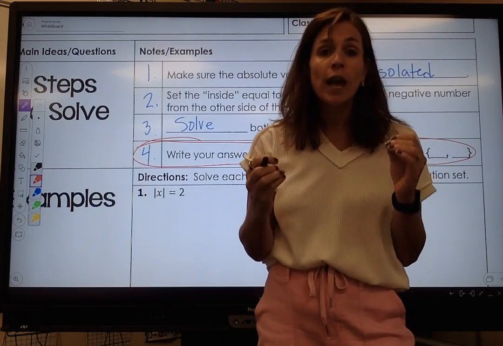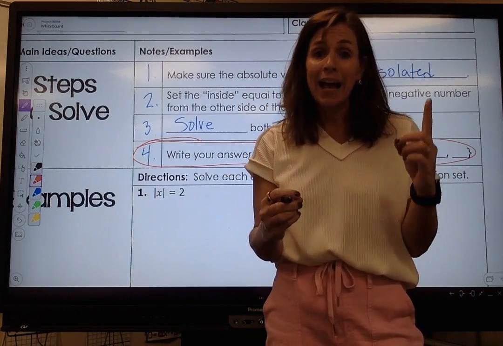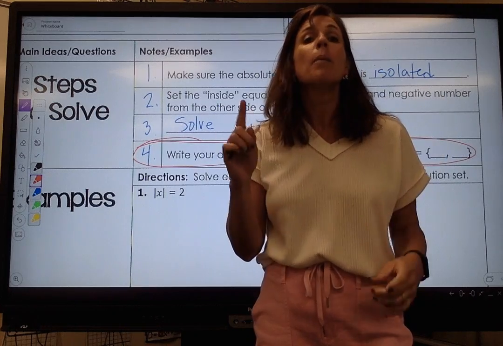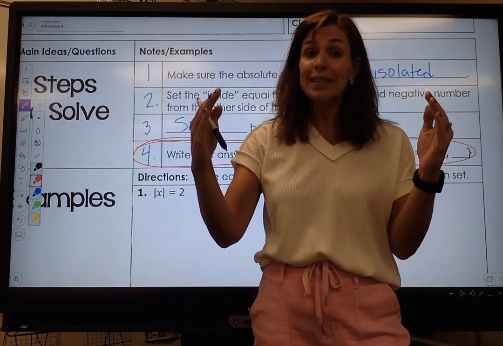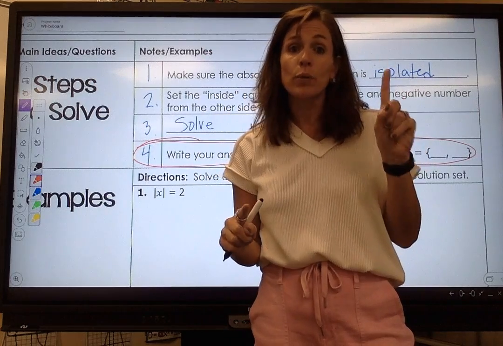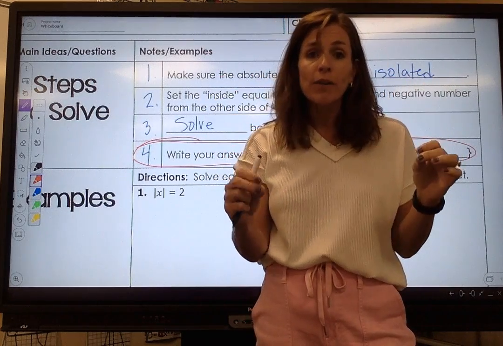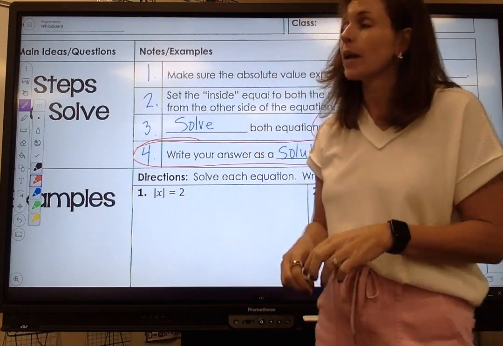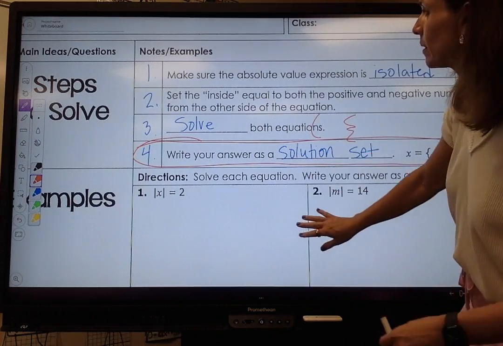You have to learn how to write a bracket because in algebra, a bracket means more than one solution. Parentheses means you're going to graph something. Bracket means more than one solution. So it is imperative that you know how to write those brackets, okay? And we'll talk about that when we get to some examples.